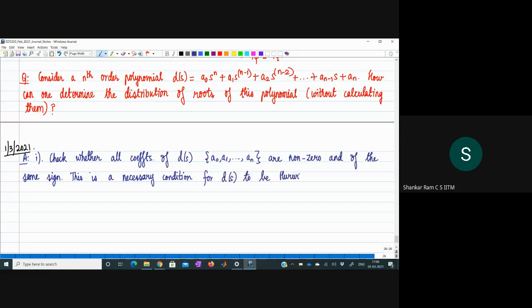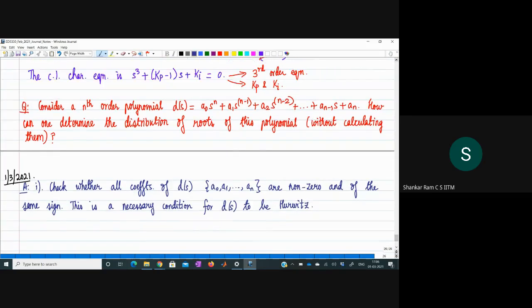So what is the necessary condition? If the necessary condition is satisfied, it doesn't mean that the polynomial is Hurwitz. But if the necessary condition is not satisfied, then the polynomial is certainly not Hurwitz. So that is the meaning of necessary condition, and that's why necessary condition becomes important.